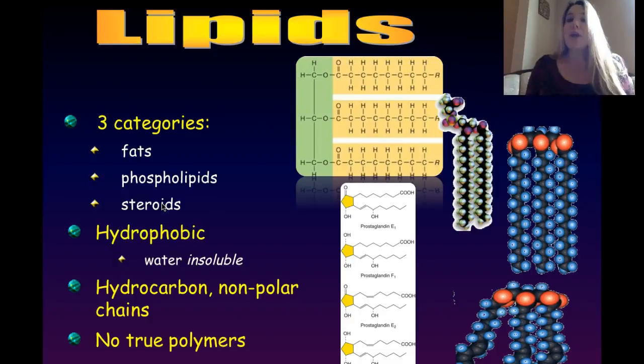So whether you're talking about fats, phospholipids, or steroids, the important thing to know is that these are hydrophobic molecules. In other words, remember hydro means water and phobic means fear, afraid. So these guys are afraid of water. They're water insoluble. And this is really important because, for example, phospholipids make up the cell membrane of our cells. And if they weren't water fearing, we'd be in trouble because our cells would just mix with the aqueous environment. We don't want that.